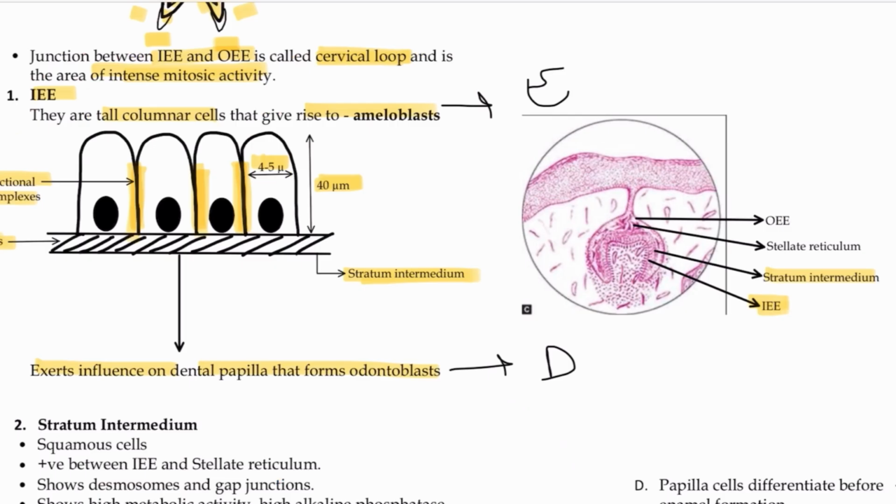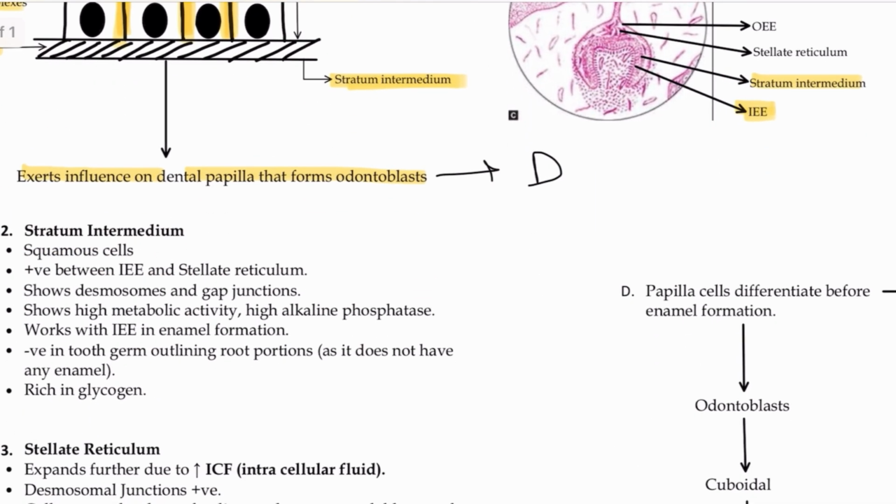Now let's talk about stratum intermedium. These are squamous cells, a new type of cell. Until now we had read columnar, polygonal and cuboidal. Now squamous cells come into the picture. They are present between the inner enamel epithelium and stellate reticulum.